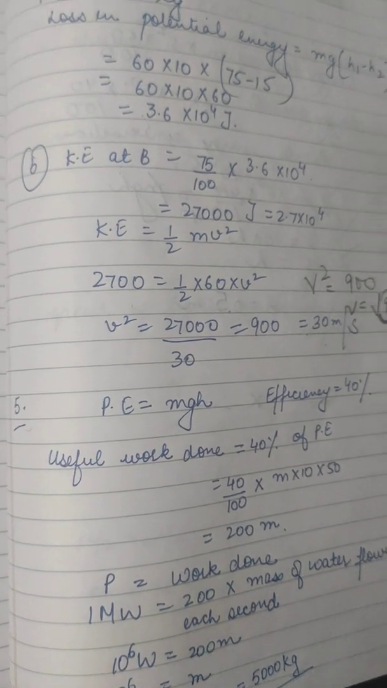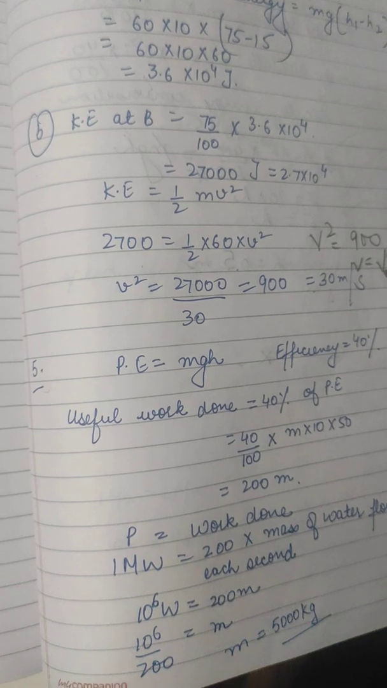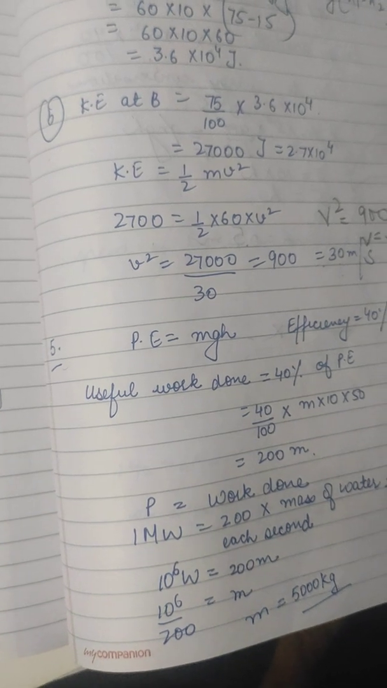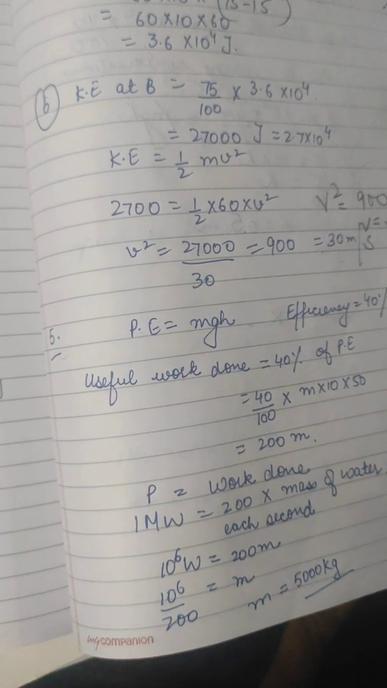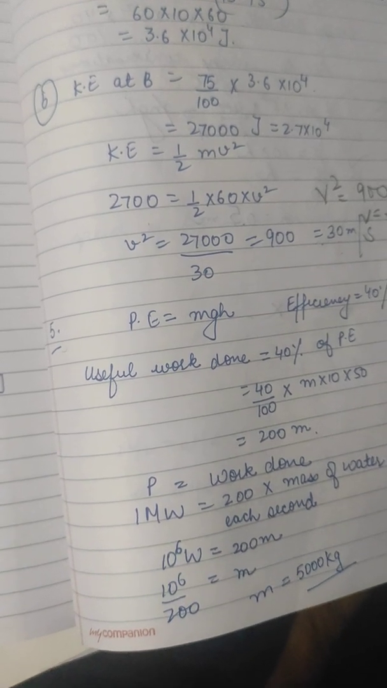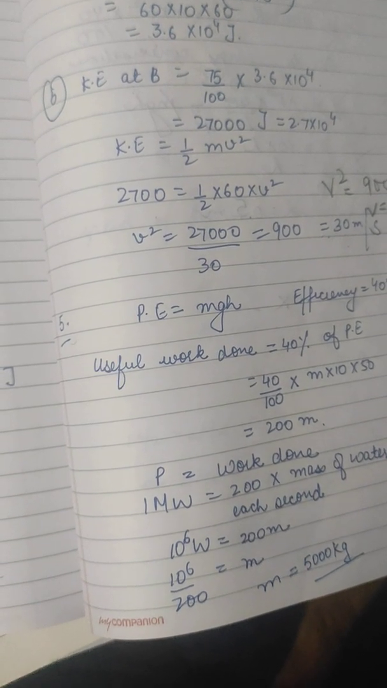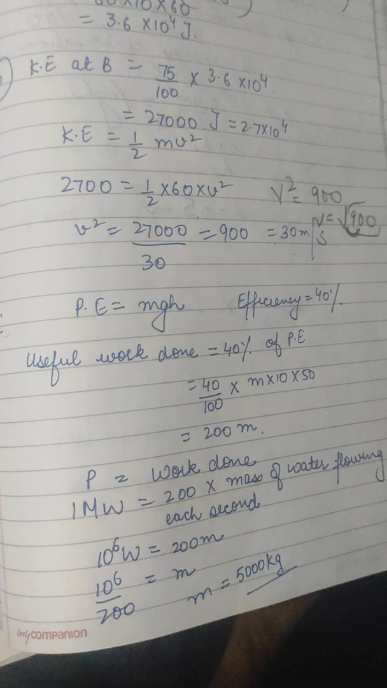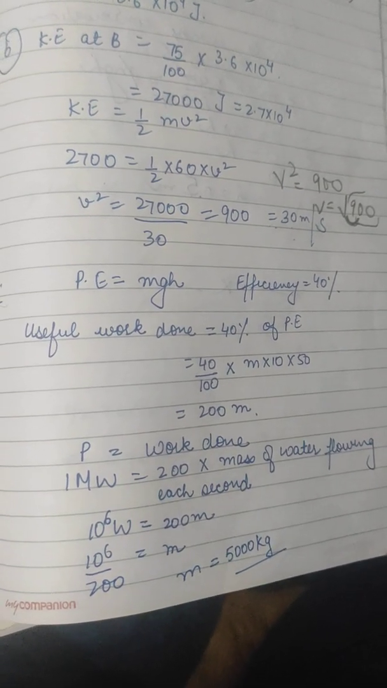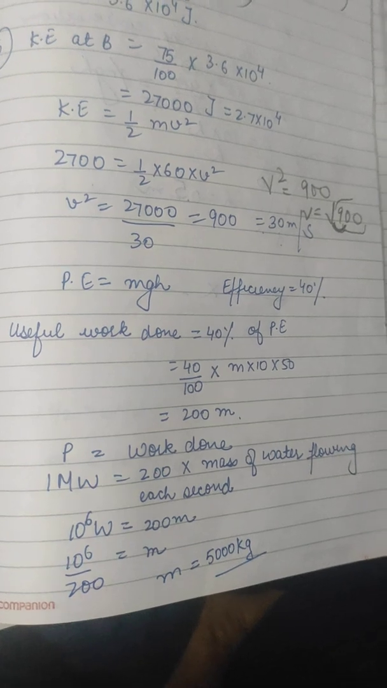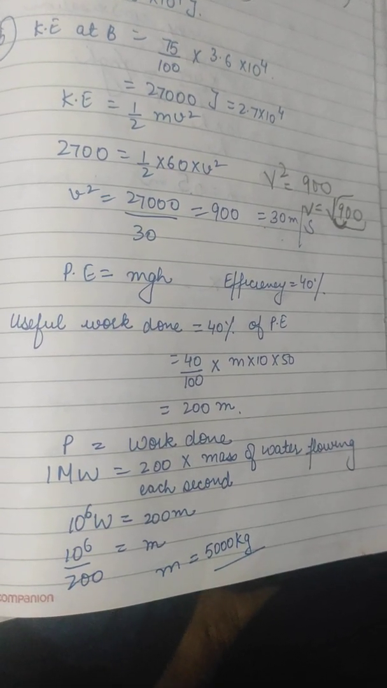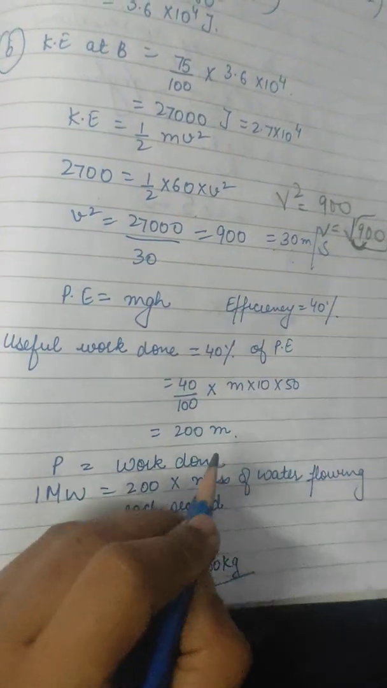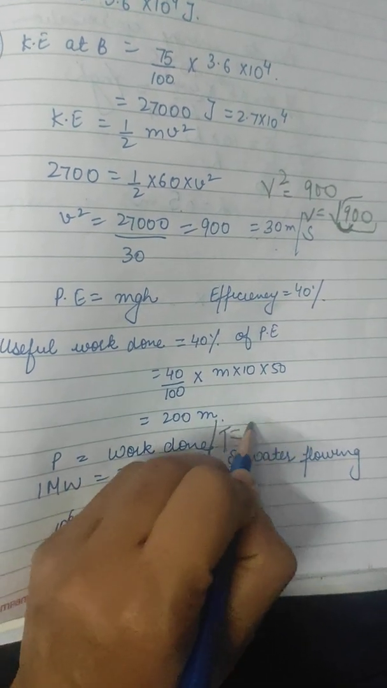Okay. Now the fifth question: a hydroelectric power station takes its water from a lake whose water level is at a height of 50 meter above the turbine. Assuming an overall efficiency of 40%, calculate the mass of the water which must flow through the turbine each second to produce a power output of 1 megawatt. See, potential energy is given to you, efficiency is given to you, so useful work done will be 40% of that potential energy. And what is power? Power is work done upon time. Here the time is given to you, that is 1 second.